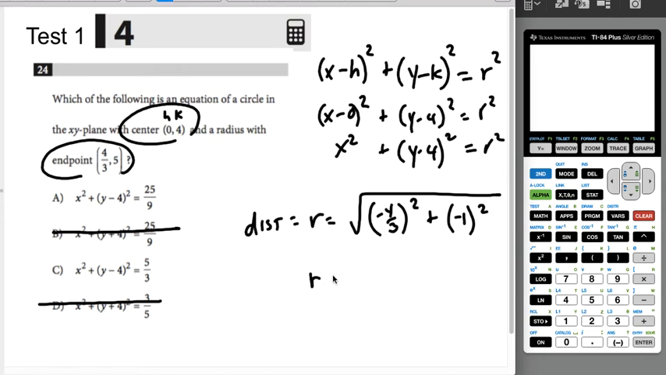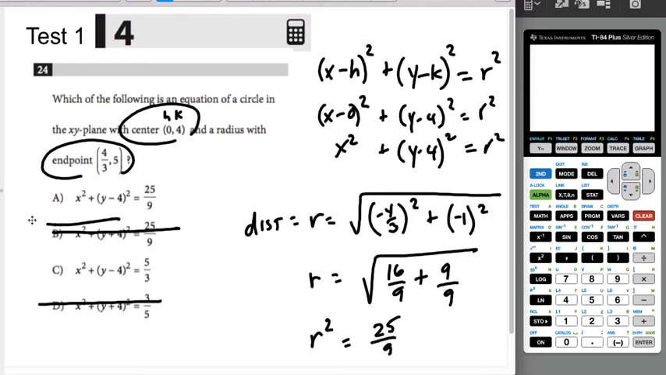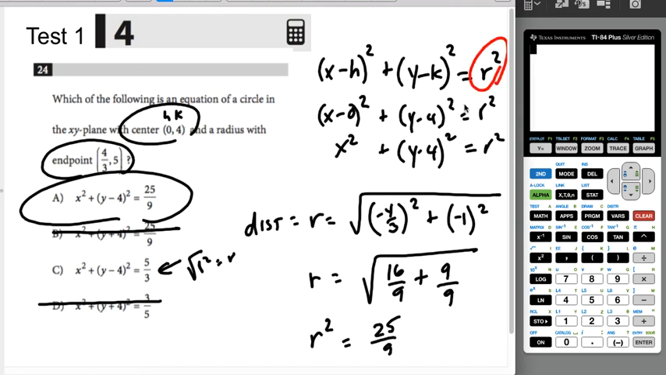So I get that the radius is going to be the square root of 16/9 plus, I'm going to go ahead and make that 1 into 9/9, right? So I'm able to say that radius squared is 25/9, and that's why it's this answer. The mistake here is that this is the square root of r squared, or it's just r. But this side isn't r, this side is r squared, right? So it should be squared, which is why it's the 25/9.